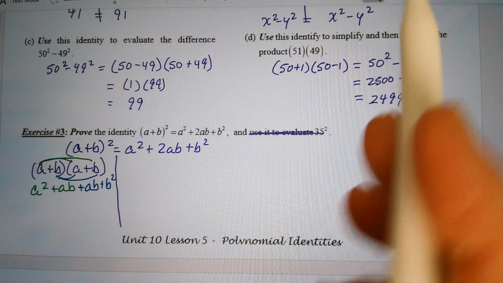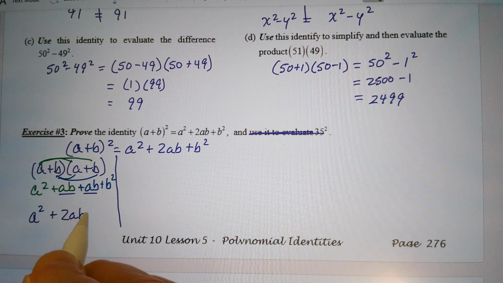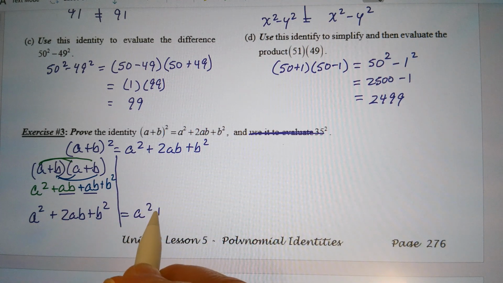Combining like terms, 1ab plus 1ab is 2ab. So we have a squared plus 2ab plus b squared, which does equal, it is identical to the other side.